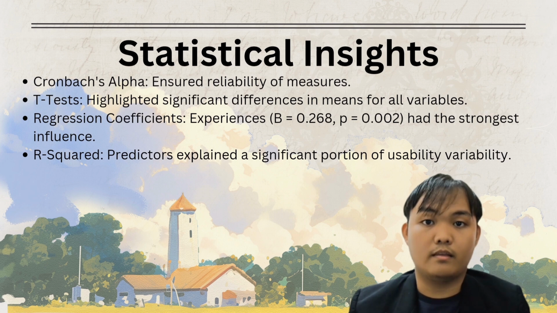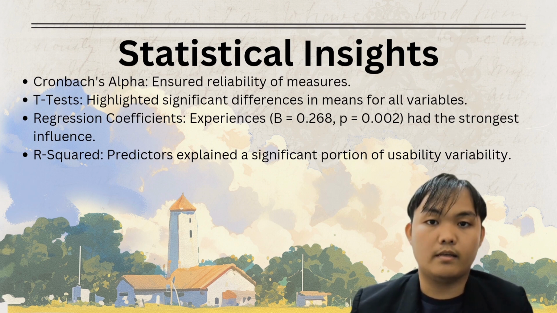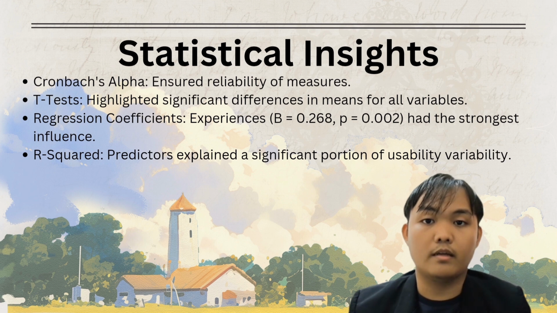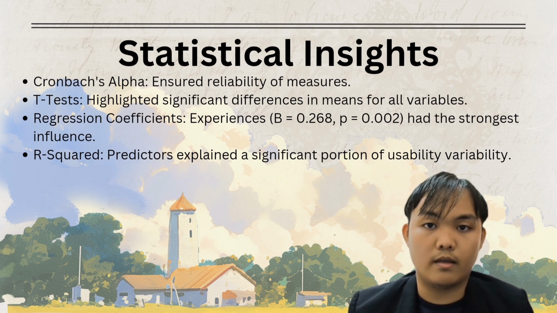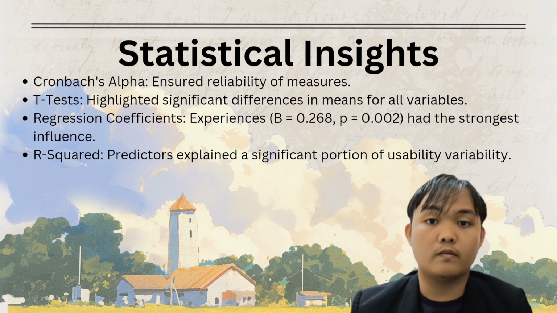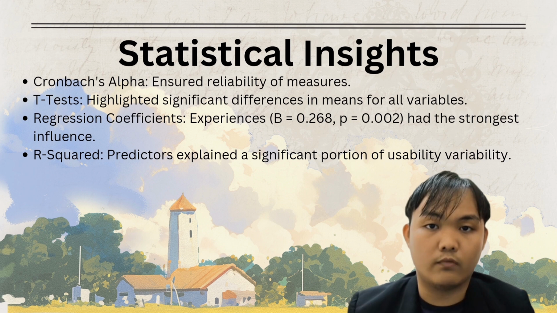Next is statistical insight. It refers to meaningful understanding and interpretation of data derived from statistical analysis. It involves recognizing patterns, trends, and relationships within the data, making informed decisions, and drawing conclusions that can guide research or practical application. The first one is Cronbach's alpha.